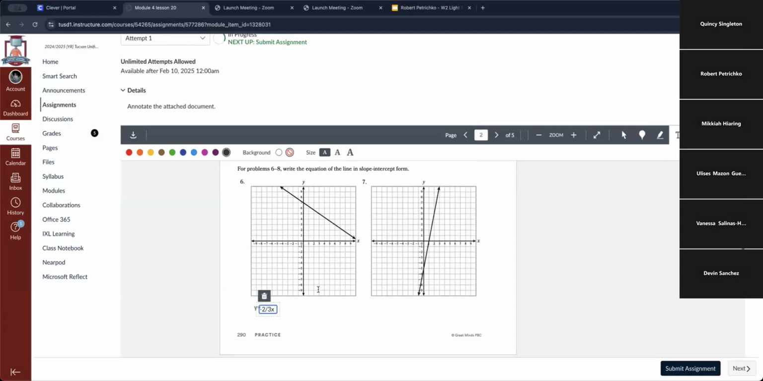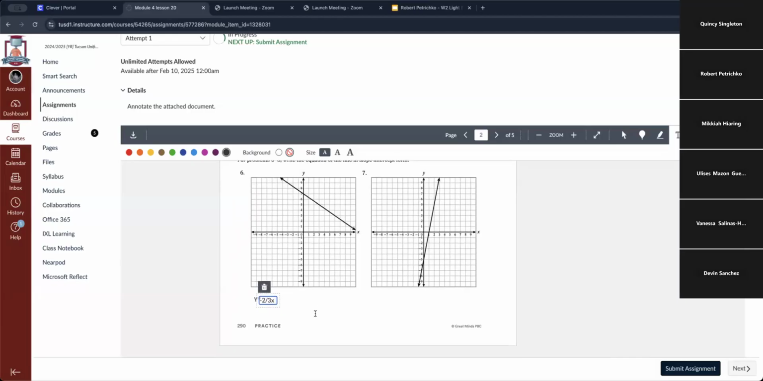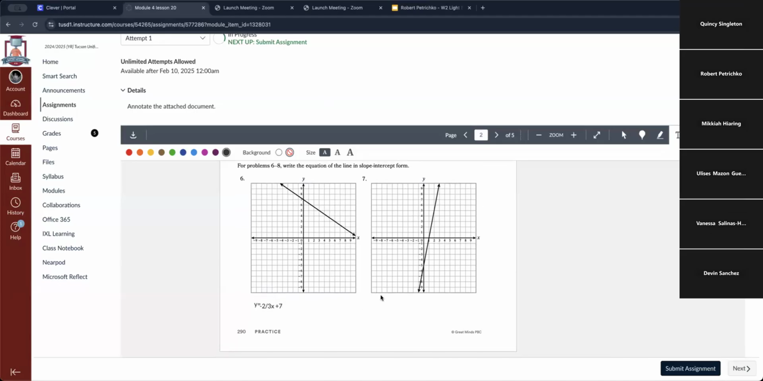Okay, go on down. Oh, wait. Negative 2/3 of x plus 7. See, that's where it hits the y-intercept, right? Okay, and then over to the right, you have y equals. Okay, the slope there, let me cut this out and show you. It's little.